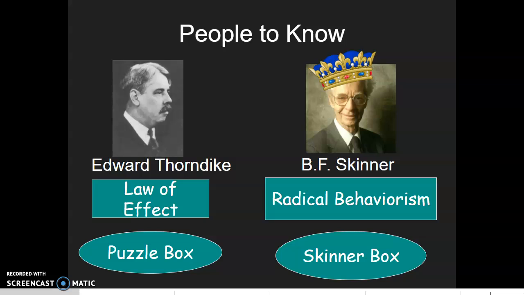All right. So for classical conditioning, we had to know John Watson and Ivan Pavlov. For operant conditioning, you've got 2 people to know. Edward Thorndike, and he comes up with the law of effect. We'll talk about that in a minute. He does research on cats. He uses puzzle boxes and he puts the cat into a puzzle box, and then the cat has to solve the puzzle to get out and get his reward of food.